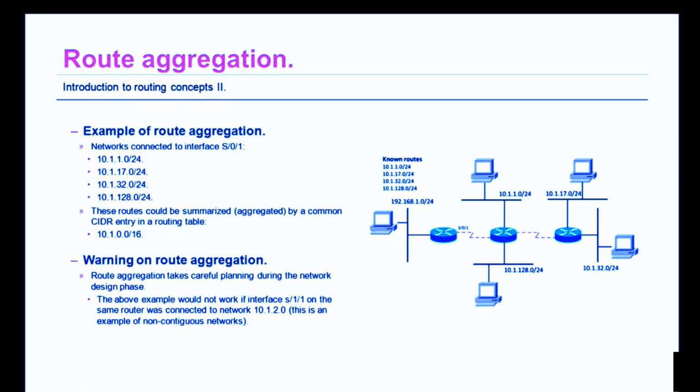Let's take a look at an example of route aggregation. Suppose we have a router that has the following networks on its serial 0/1 interface. It has 10.1.1.0/24 known on that interface, 10.1.17.0/24, 10.1.32.0/24, and 10.1.128.0/24. All of those networks are known to that S0/1 interface.